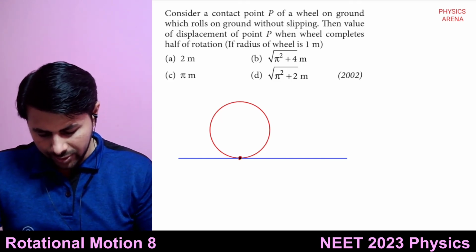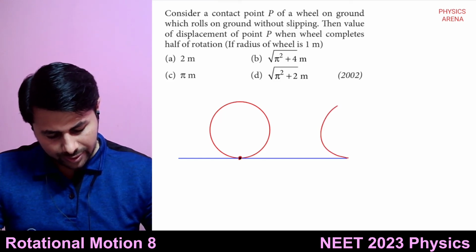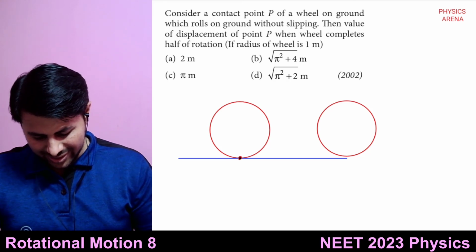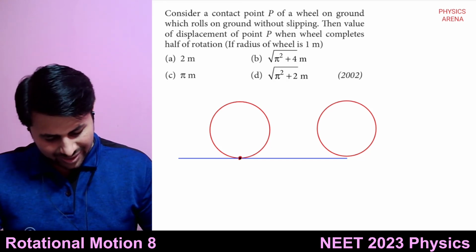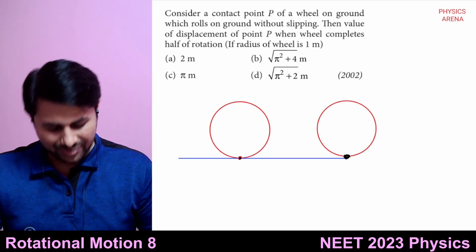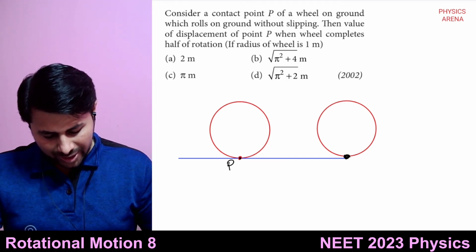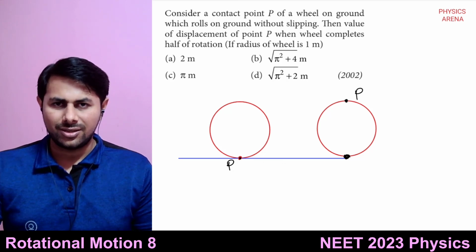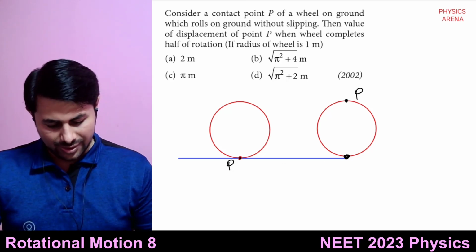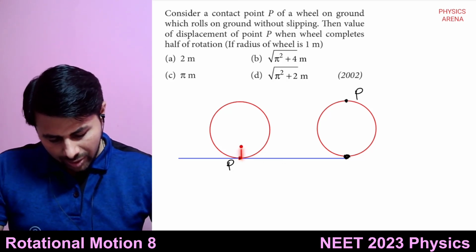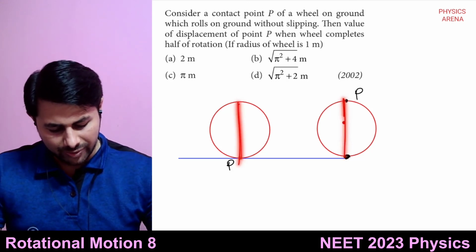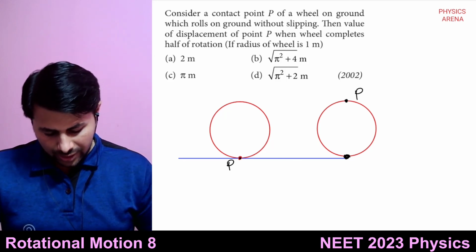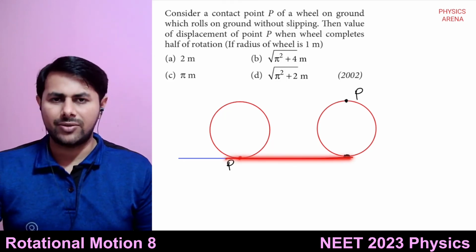So let's suppose the wheel goes over here. Okay. So now this is the new point of contact. So this point P will reach the top. It will reach here, right? So now how much vertical distance will this point cover? The vertical distance will be 2r. Okay. And how much horizontal distance will it cover?